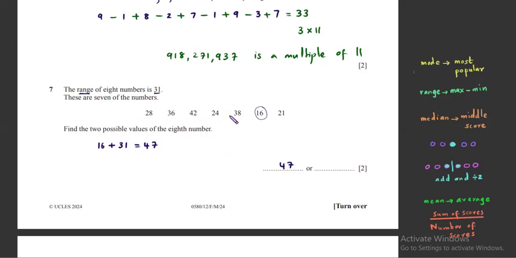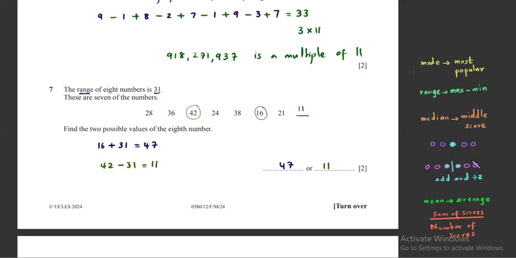So here, now if we consider the eighth number to be the smallest number, then out of the numbers that we have altogether, 42 will be the largest. So from this 42, we would deduct the difference that we have here, which is this 31. So from 42, I'm going to deduct 31. This will give us 11. That means that smallest number will be 11, which means the eighth number could be 11 or it could be 47.